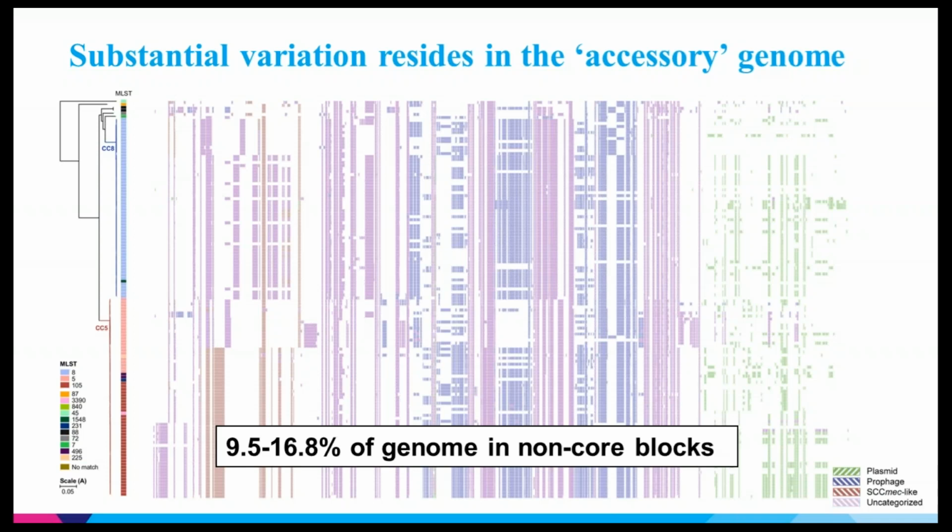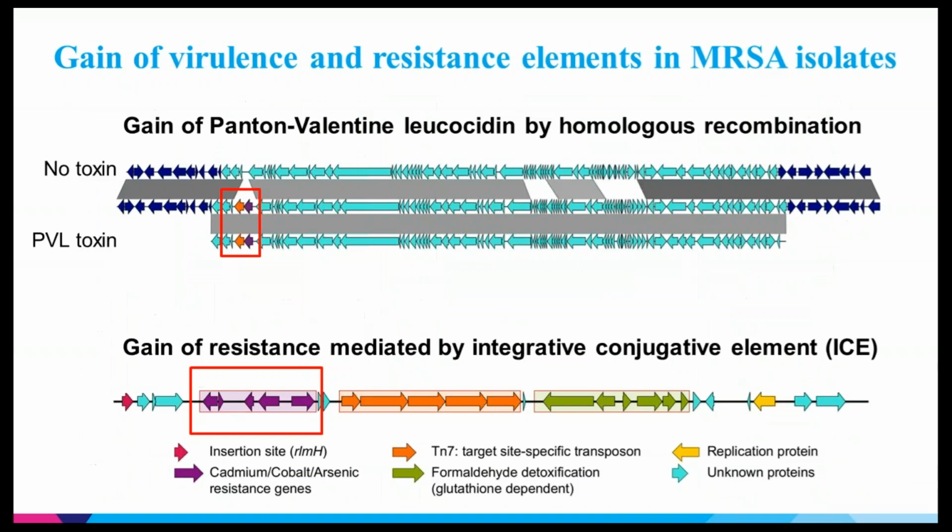Despite this high relation between them, there is actually a substantial amount of variation in the accessory genome, and about 9.5 to 16.8% of the genome is found in non-core blocks that are present in only a subset of genomes. So in addition to single nucleotide variant changes, there is a large variability in gain or loss of accessory genome elements.